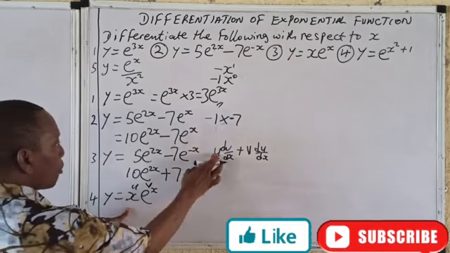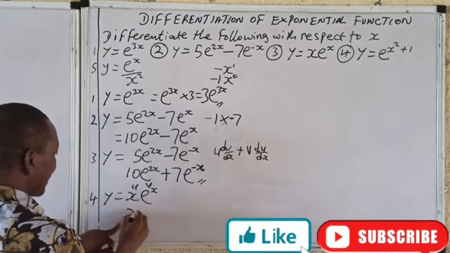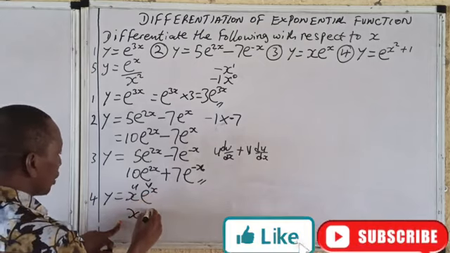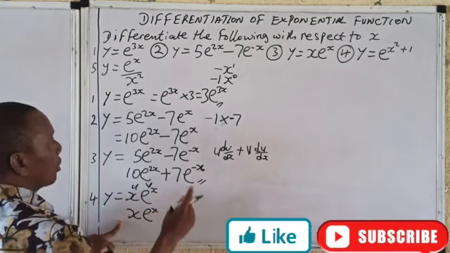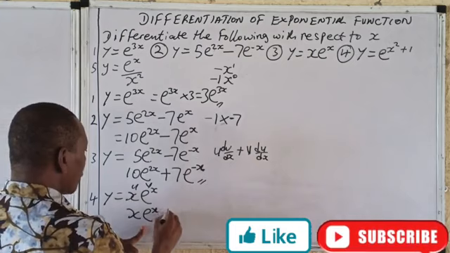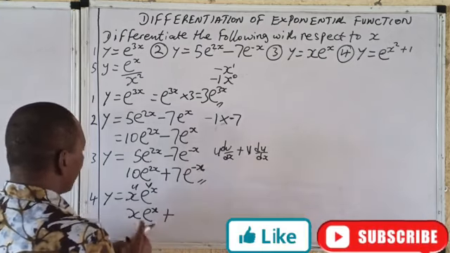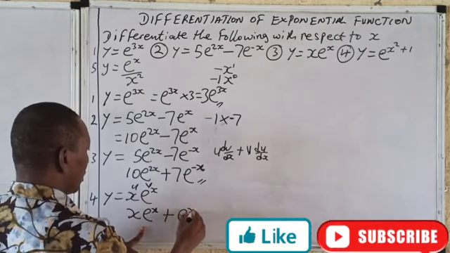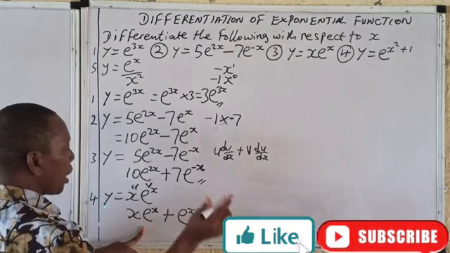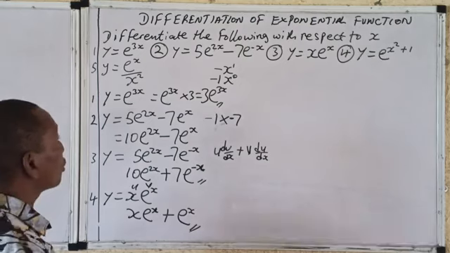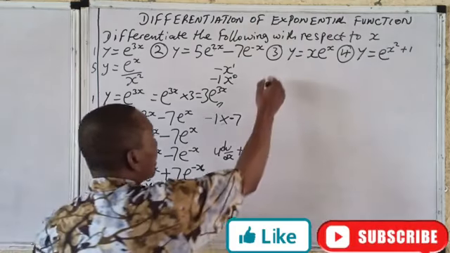So I'll pick u, which is x. If I differentiate e^x, it will also give me e^x. Exponential x. So plus v. What is v? This is v. If I differentiate u, it will give me 1. So this is the answer. It's a very simple concept. All right.